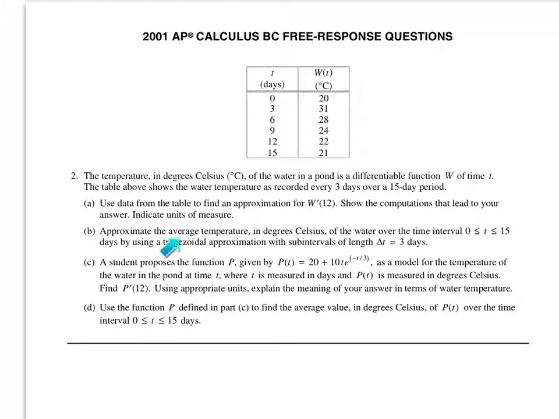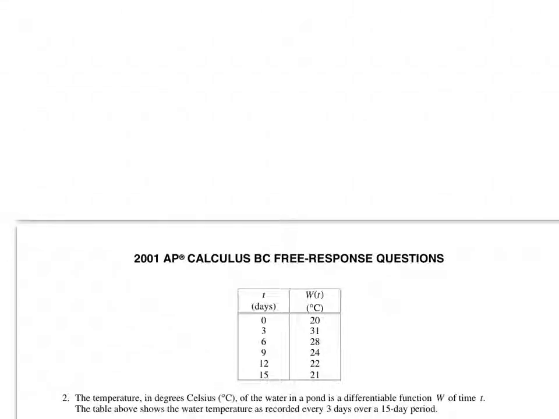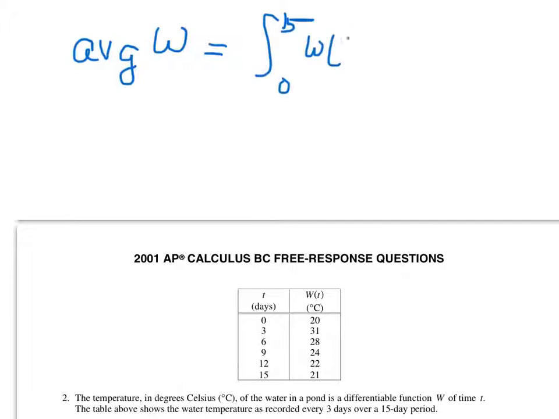And in part B, we're asked for the average temperature of the water over this time interval. So we're going to have to collect all the area under this data and then divide by the length of the interval. Let's go ahead and do that. I'm going to move the problem down to create some space. And to get the average value of this function, we're going to collect all the area from 0 to 15 under the function, and then divide by the length of the interval.